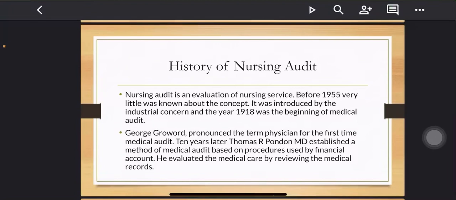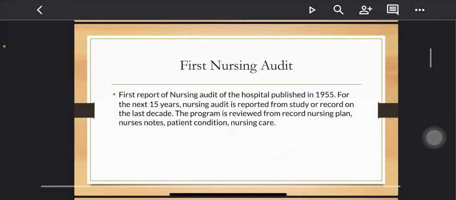Ten years later, Thomas Pondon, also a doctor, established a method of medical audit based on procedures used by financial accounts. He evaluated the medical care by reviewing the medical records. The first nursing audit report of the hospital was published in 1955 by Pondon. For the next 15 years, nursing audit is reported from study of records on the last decade. The program is reviewed from nursing plans, nurses' notes, patient conditions, and nursing care.